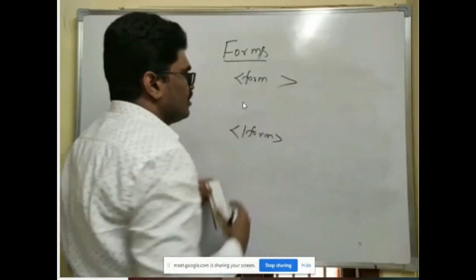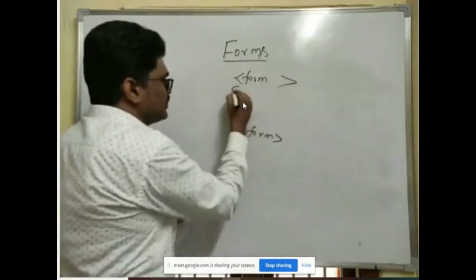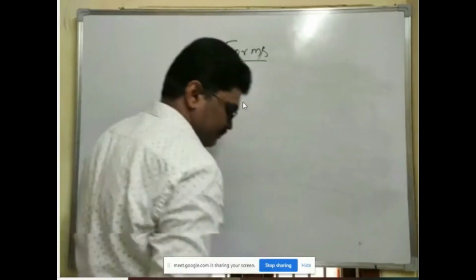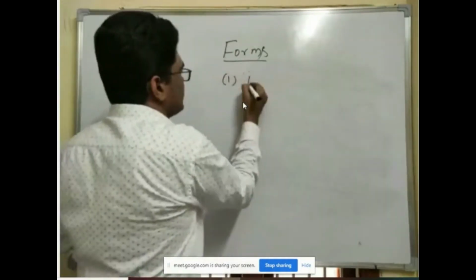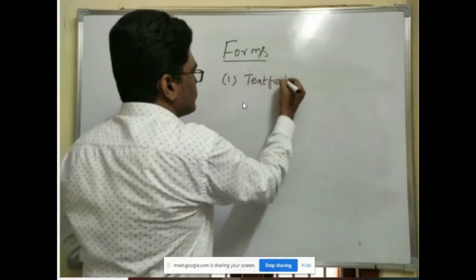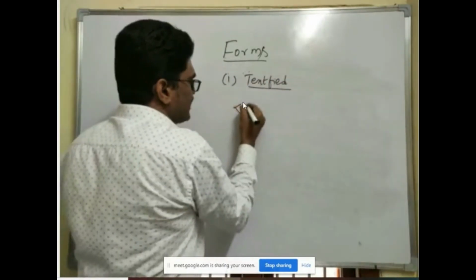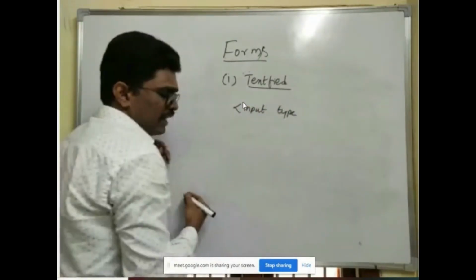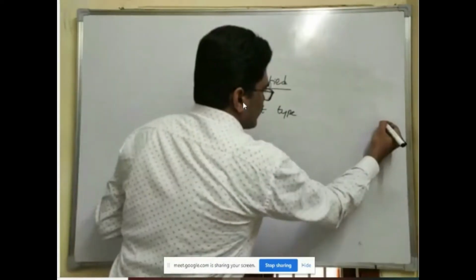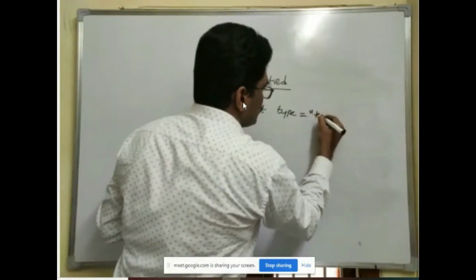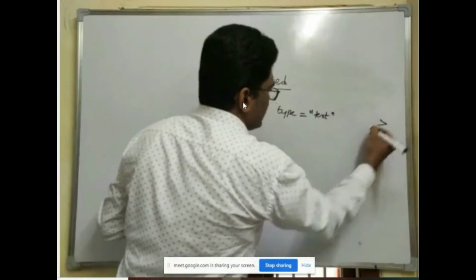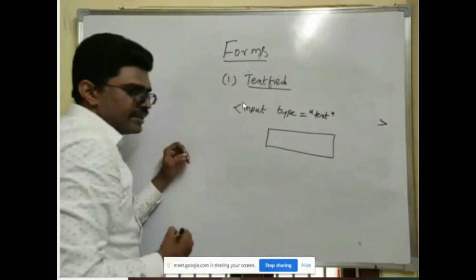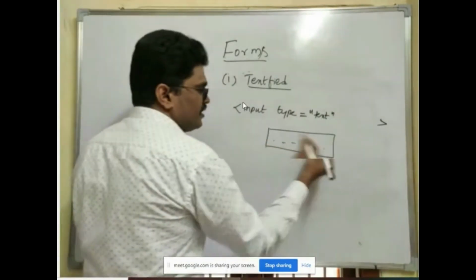Okay. So form is a container tag. In this we are going to give your input elements. So what are those input elements? One by one we'll see. The first one is text field. You have a tag called input type. Here input type is equal to text. If you give it, you are going to get a text field. You'll get a text box like this where the user can enter the input.